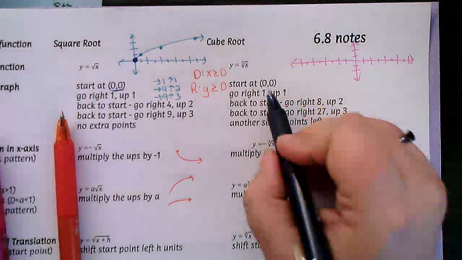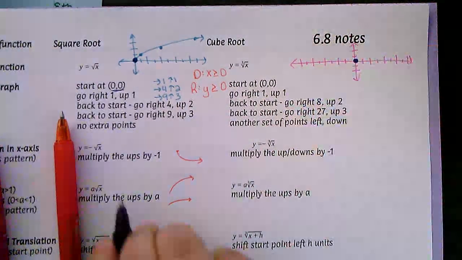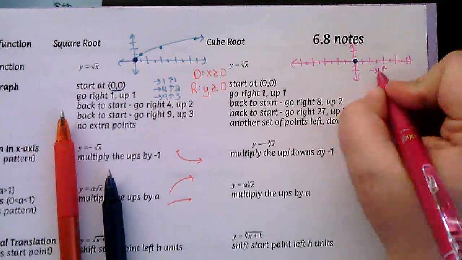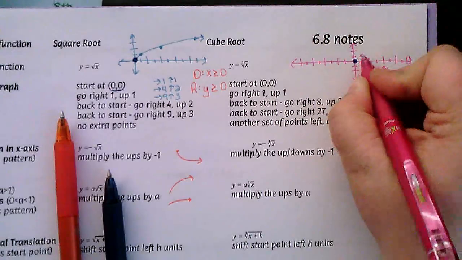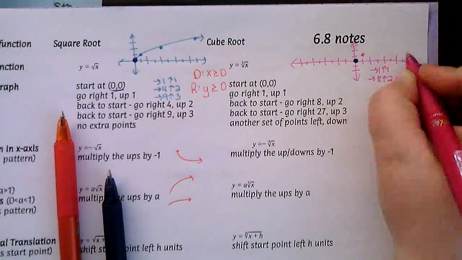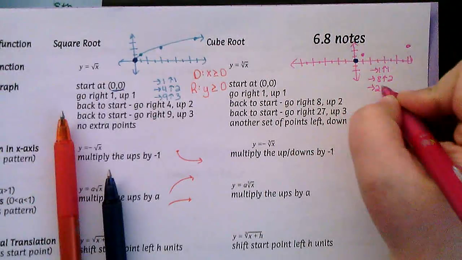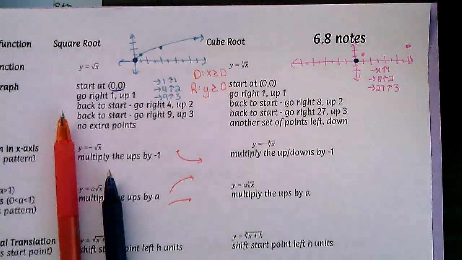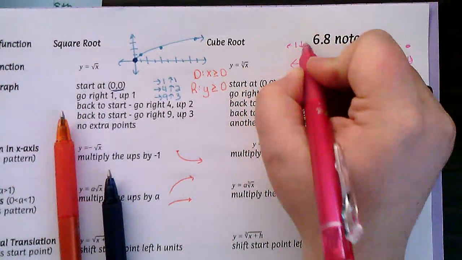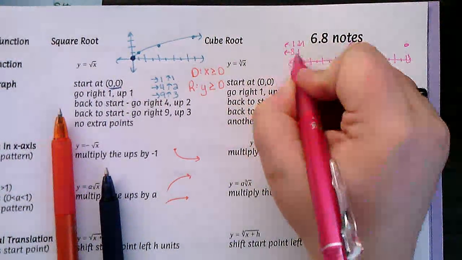On this one, we again have a start point of 0, 0. Then we go right 1, up 1, back to the start, right 8 up 2, back to the start. And we could go right 27 up 3, but I'm not going to try to graph that. On the left side, we go left 1, down 1, left 8, down 2.